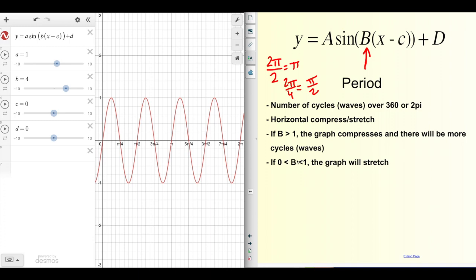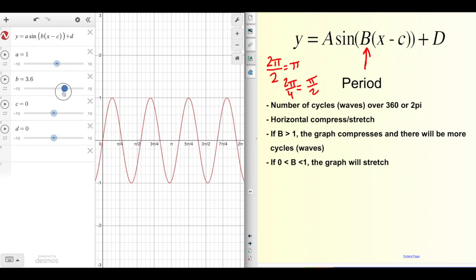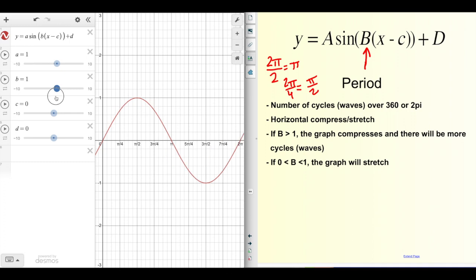Now it says if B is between 0 and 1, it will stretch, because now we're going to have fewer cycles. So right now, here's at 1, there's one full cycle. If I'm at a fraction like this, 0.5, you see that? This is only half a cycle now over 2 pi. So we have one big hump. As we keep getting smaller, closer to 0, you see that stretches even more.